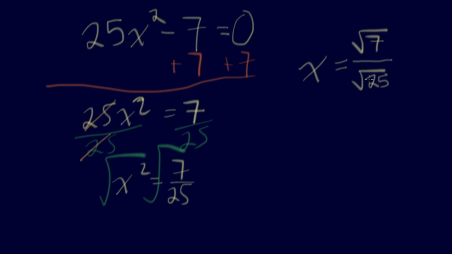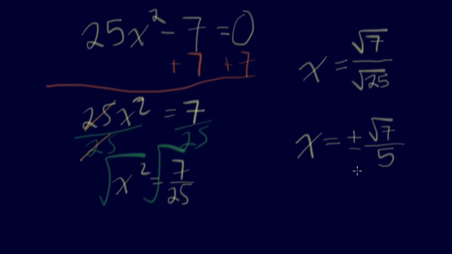This becomes pretty important for a variety of reasons. I can take the square root of 25, can't I? Sure, we can. And because the square root of 25 is plus or minus 5, my answer ends up being plus or minus the square root of 7 over 5. That was kind of fun.